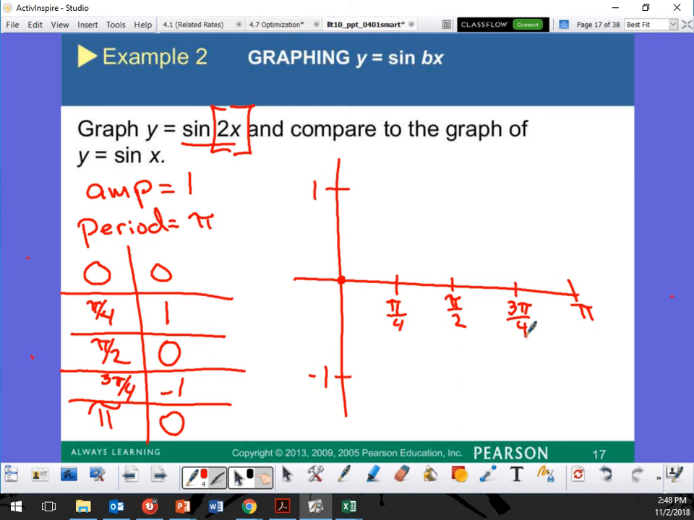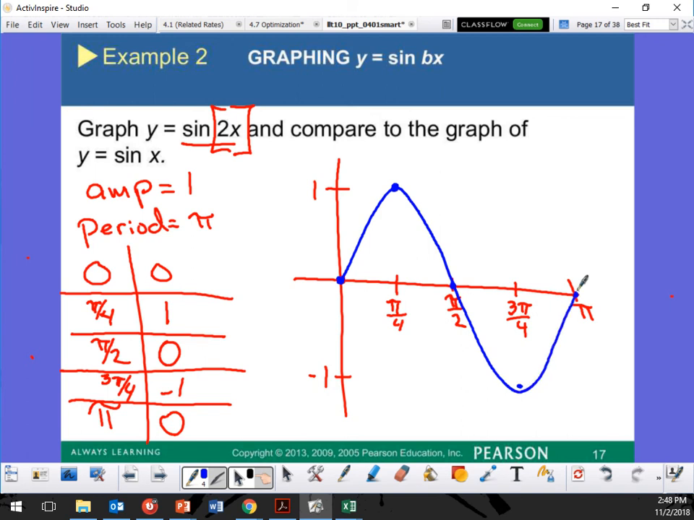So let's take a look. I'm going to use a different color here so I can show this one. At 0, it's 0, so it's going to be right here. At pi over 4, it's going to be 1, so I go up here. At pi over 2 it is 0. At 3 pi over 4, right here, I get -1, and what I just did there is create a wave.